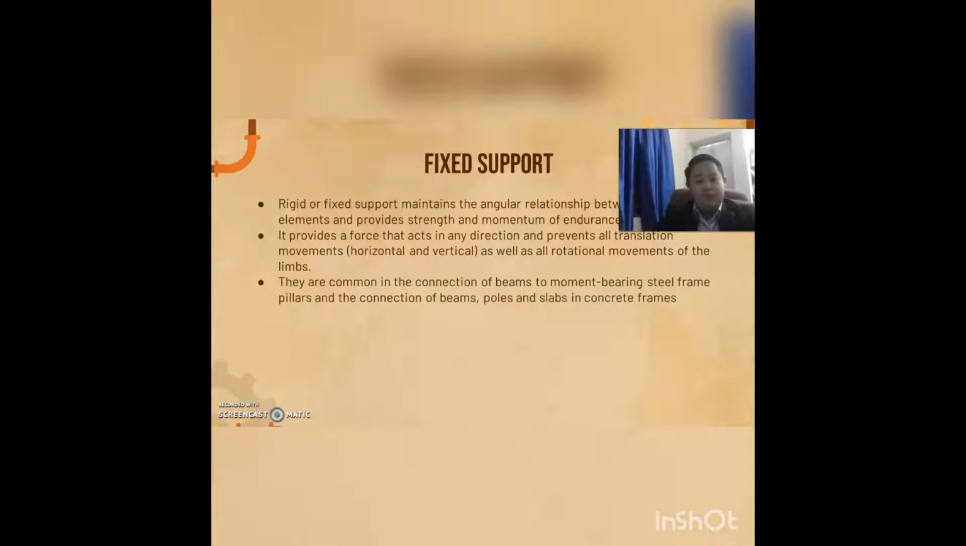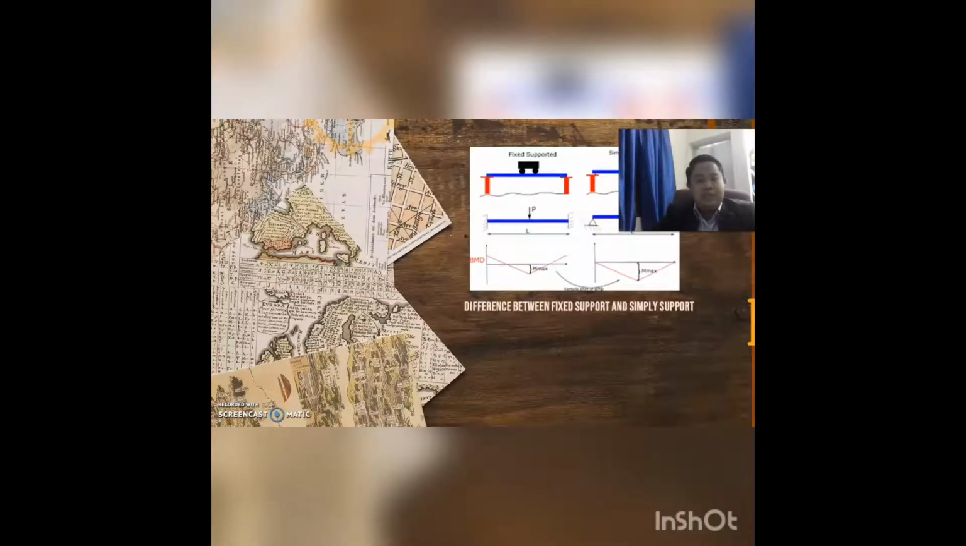A fixed support maintains the angular relationship between the joining elements and provides strength and moment endurance. It provides a force that acts in any direction and prevents all translation movement, horizontal and vertical, as well as rotational movement of the limbs. This is an example of the difference between fixed support and simple support.